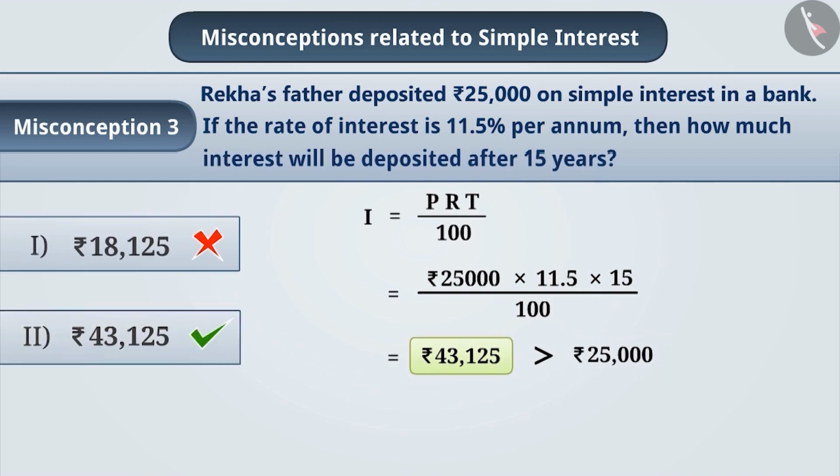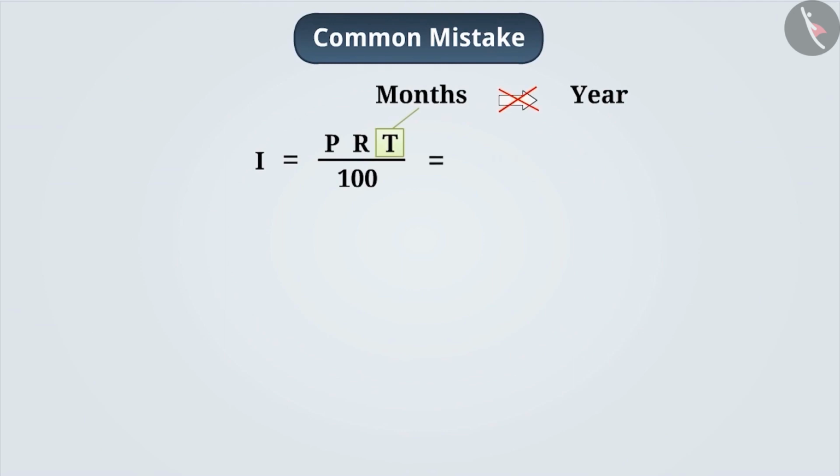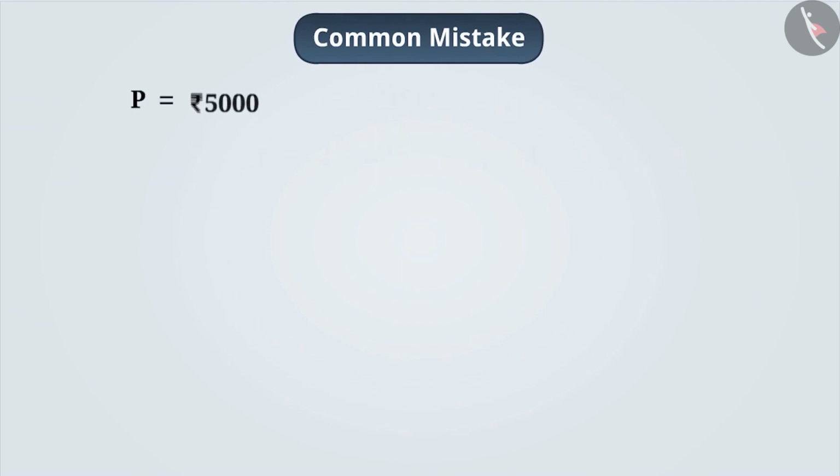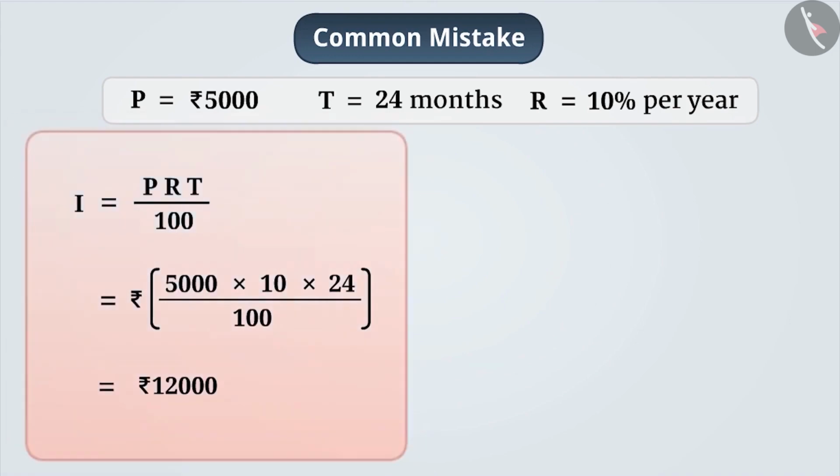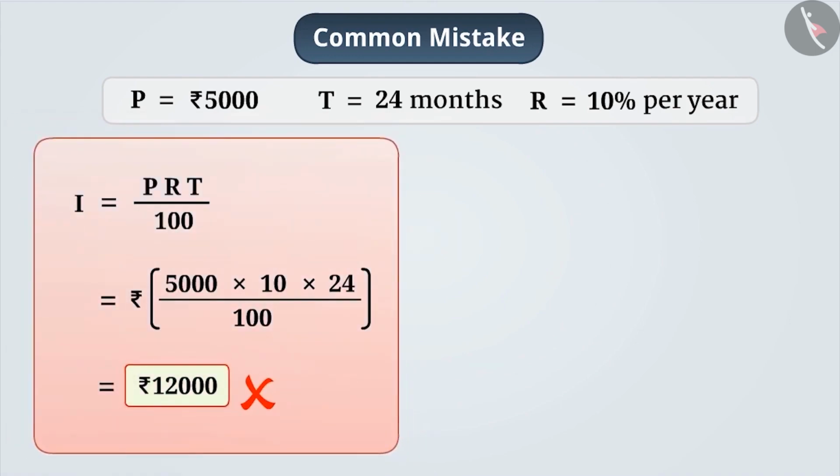Along with these misconceptions, students commit a common mistake. While calculating simple interest, students either forget to convert time given in months into years or ignore it. This leads to incorrect simple interest. For example, if P is equal to rupees 5,000, T is equal to 24 months, and R is equal to 10% rate per year, then they do not convert time given in months to years. This results in an incorrect simple interest.